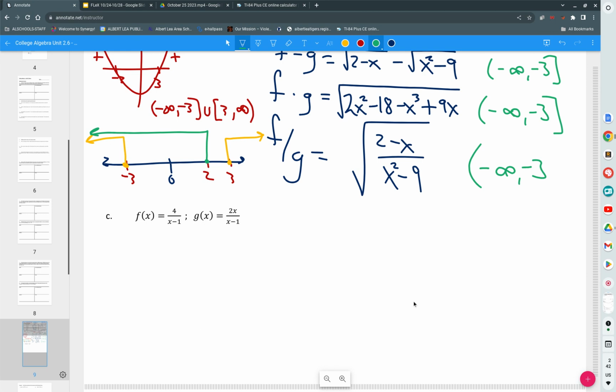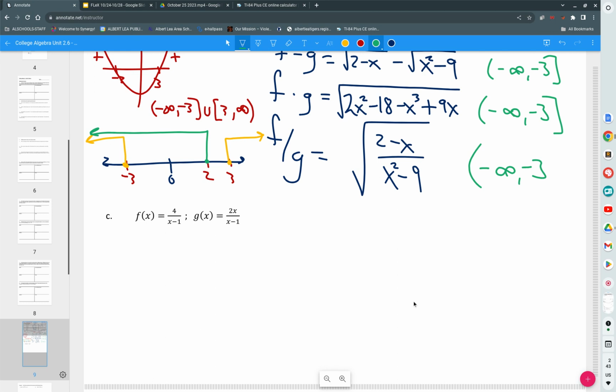5, 4, 3, 2, 1. Heard a lot of good thoughts. The domain wants to stay the same. It's just got to exclude any values that would produce 0 in the denominator. What values produce 0 in the denominator? 3 and negative 3. Is 3 included in that domain? No, 3 is not anywhere in there, is it? So I don't have to worry about 3.